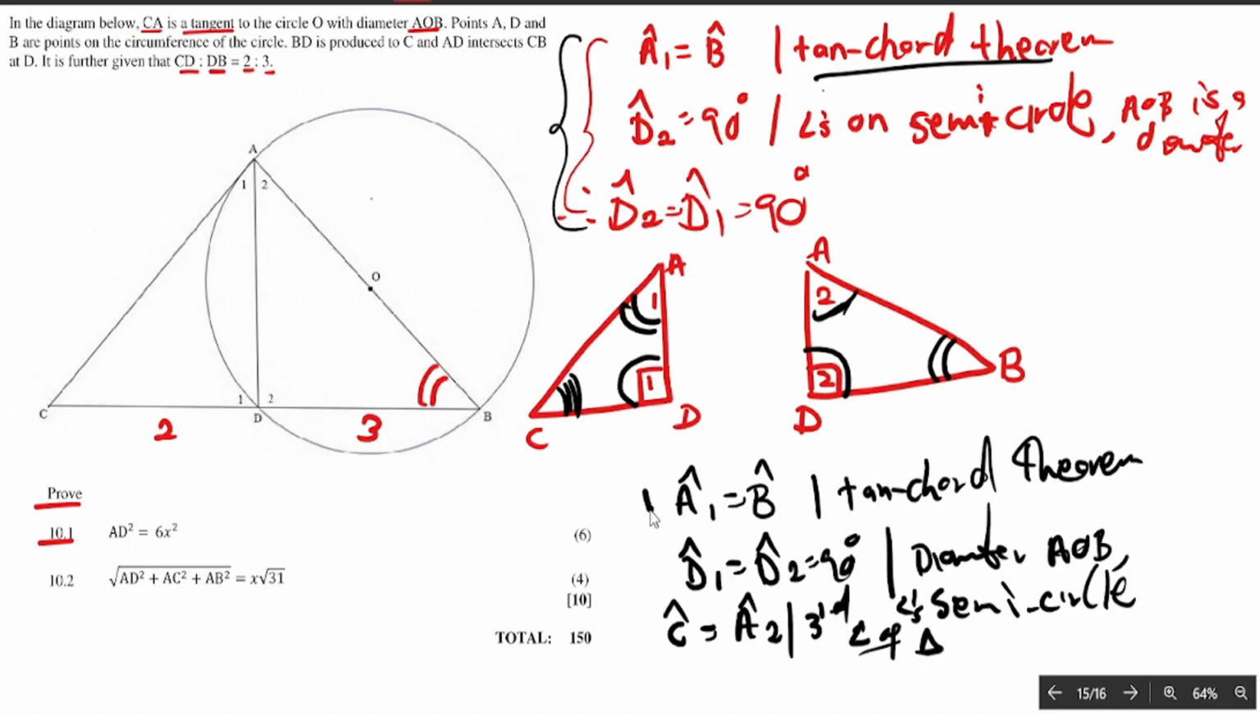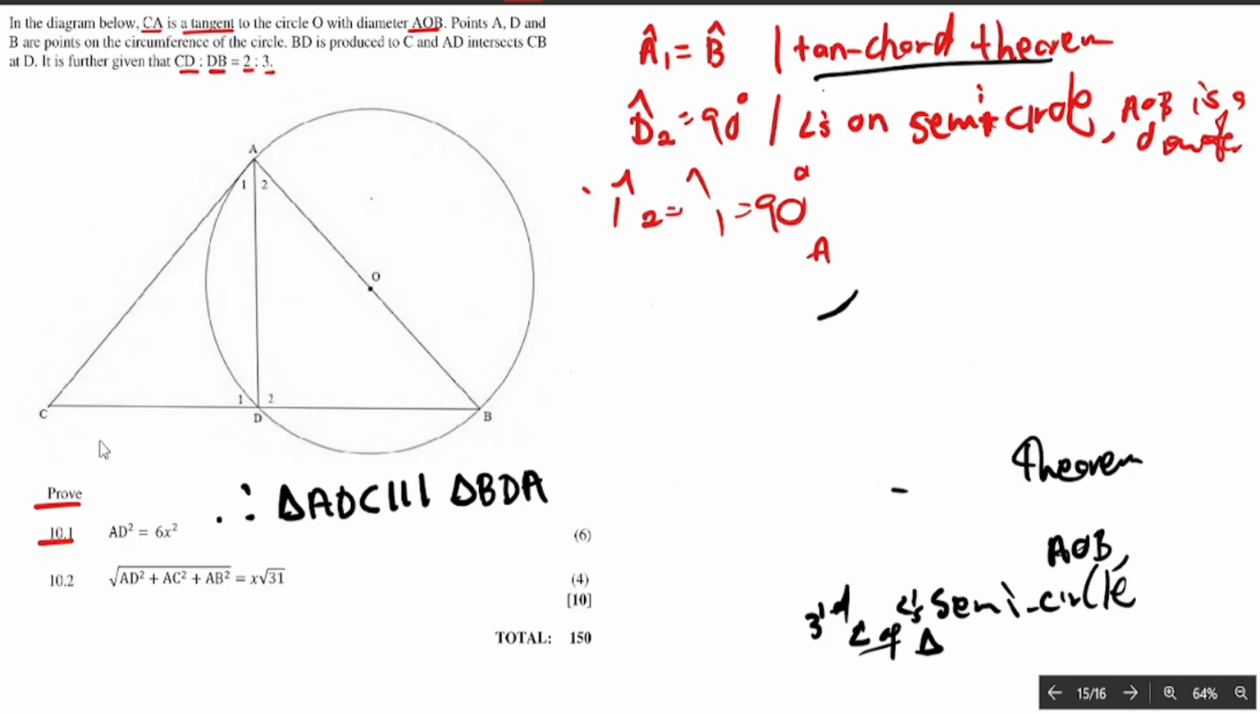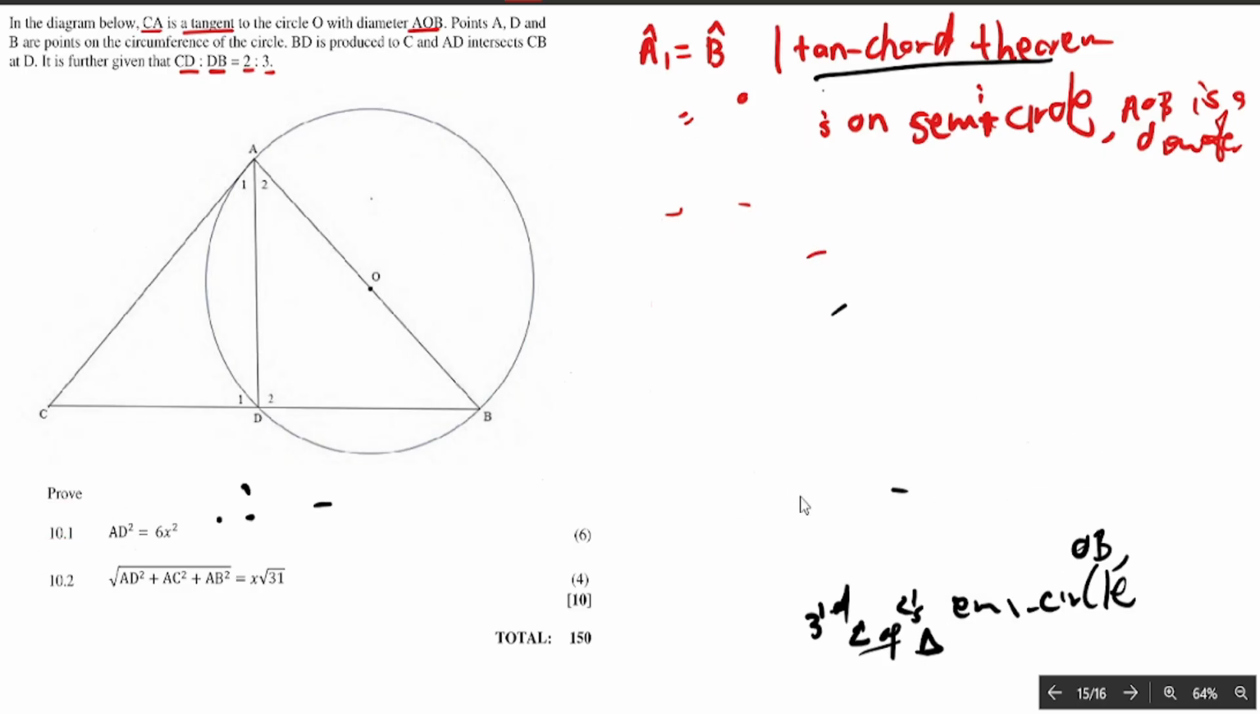So you've proven three things. You've proven this, you've proven this, you've proven this, you've proven three angles. So therefore, our triangle ADC is similar to triangle BDA. So it's important that you write that properly, just to avoid any mistakes. So once you've proven the similarity, then you'll be able to solve the problem, right? You'll be able to solve the problem. So let me erase here.